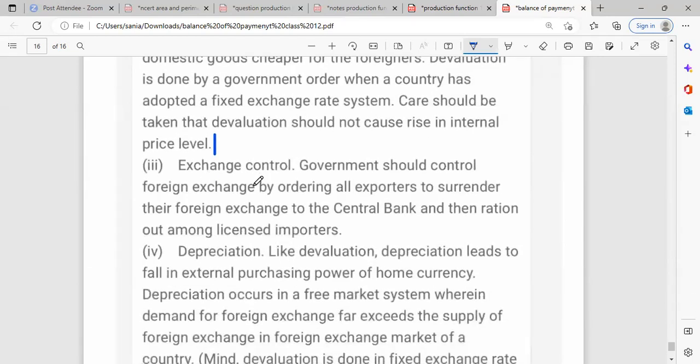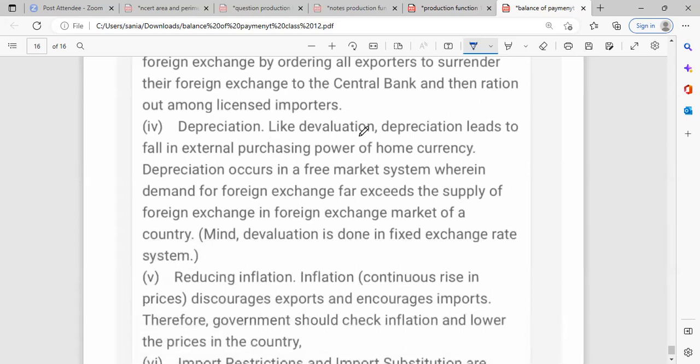Third thing you can do is exchange control. The government should control foreign exchange by ordering all exporters to surrender their foreign exchange to the central bank, and then ration it out to licensed importers. So with exchange control, whether you are exporting or importing, there should be control over whether you are doing it in a good way or not.